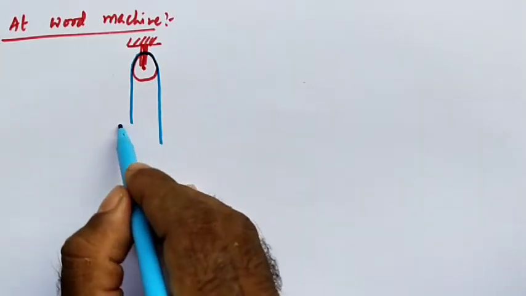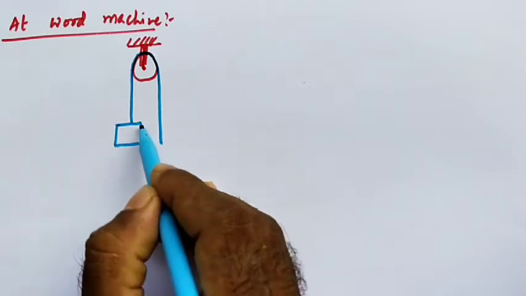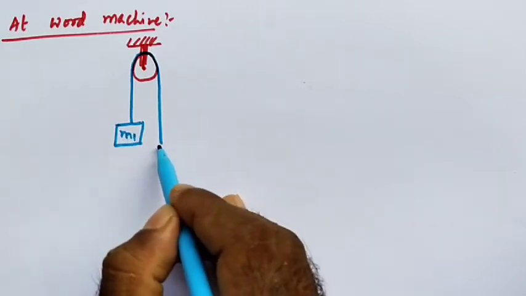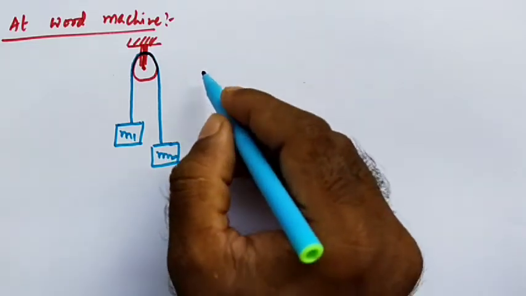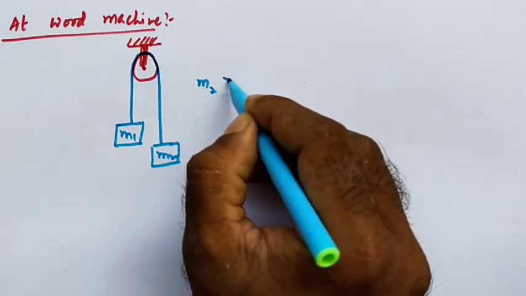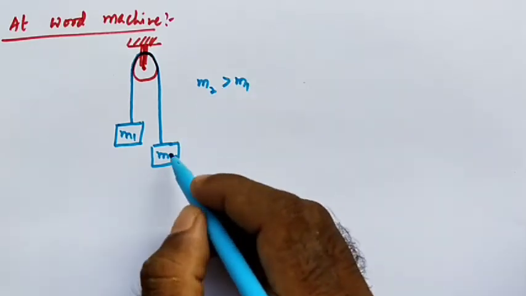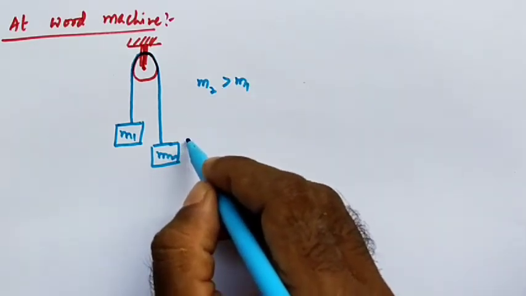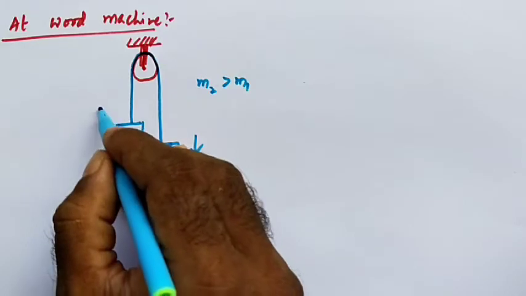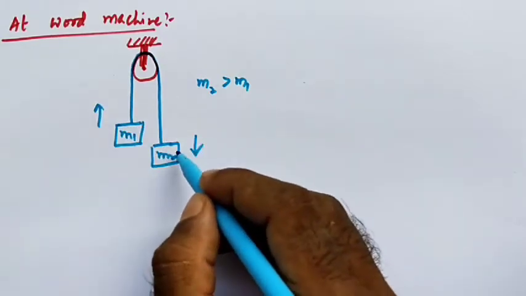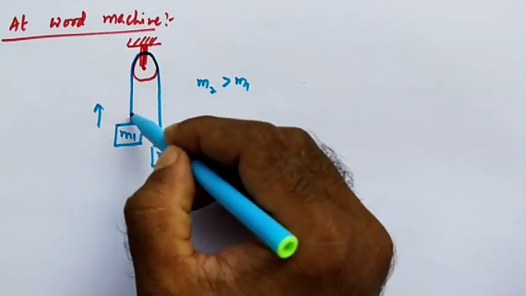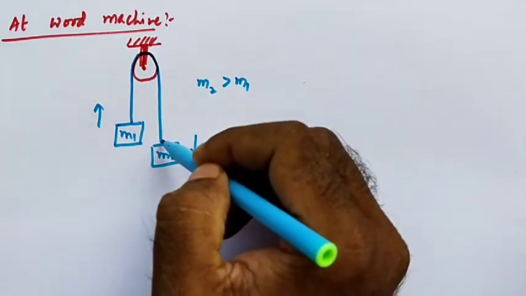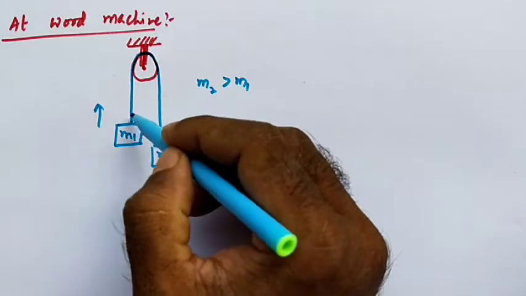So here, instead of a bucket, we are taking a mass m1 and another mass m2. Our consideration is m2 is greater than m1. If m2 is greater than m1, m2 will be moving downward and m1 will be moving upward. Yes or no? If you pull this down, this will be moving up, as long as the length of the string is constant.